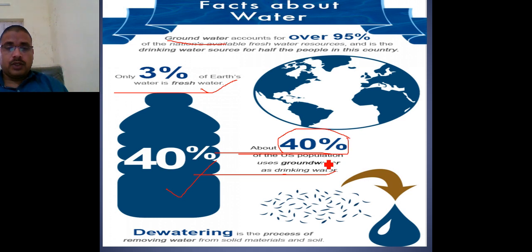Dewatering is another term which you have to understand. Dewatering is the process of removing water from solid material and soil. There is a solid part and a soil part, and there is a wet part in them. If we remove the water from this solid and soil part, then this is basically called dewatering. You have to just increase your understanding from these things.